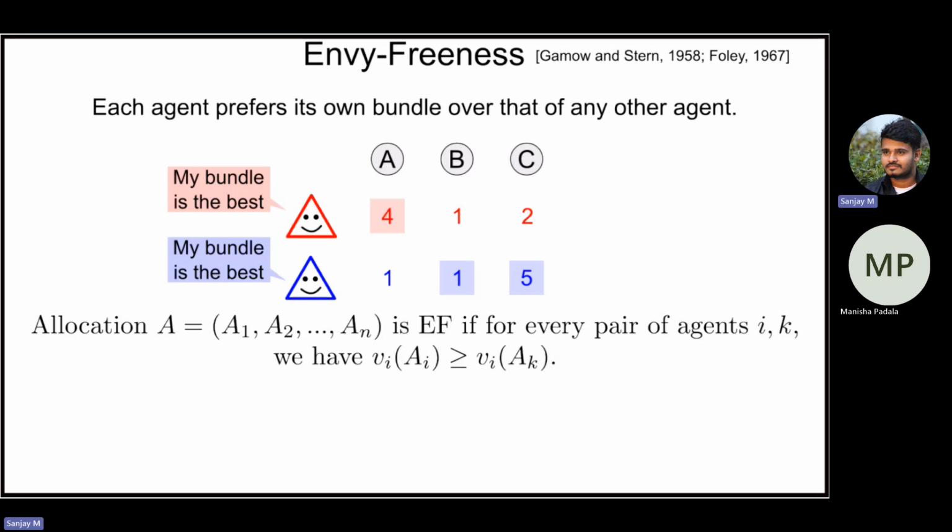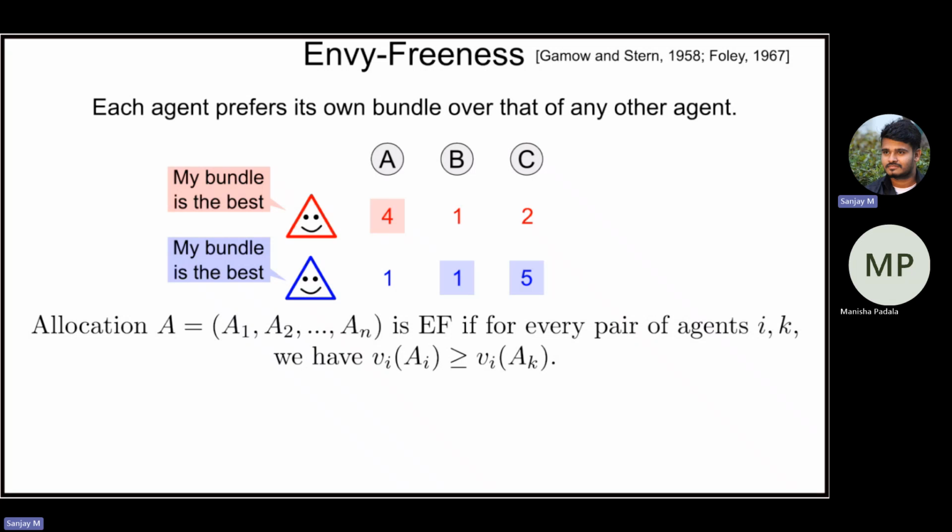Likewise, if you look at the blue agent, it values its own bundle at 1 plus 5, or 6, and it values the red agent's bundle at 1, so it also does not want the red agent's bundle, it's happy with what it got. So neither of the 2 agents envy the other, and that's why it's an envy-free allocation.